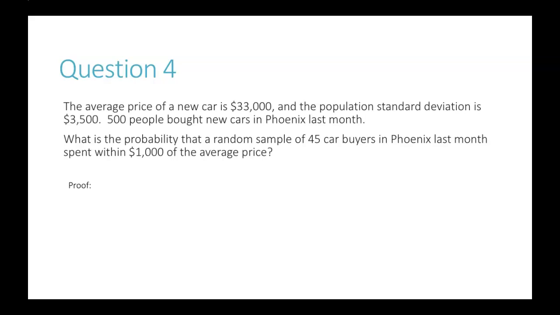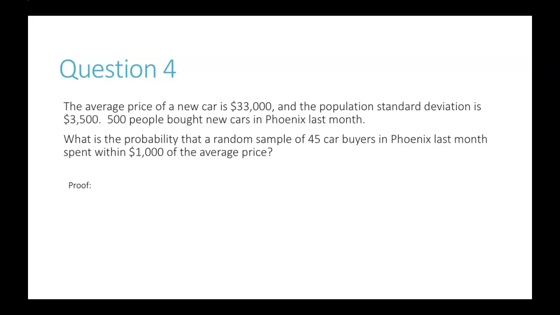So we are now getting into sampling distributions. Right? We want to know, based off of this sample that we have, the probability that this random sample spent within 1,000 of the average price. So we need to prove that our data here is normally distributed.